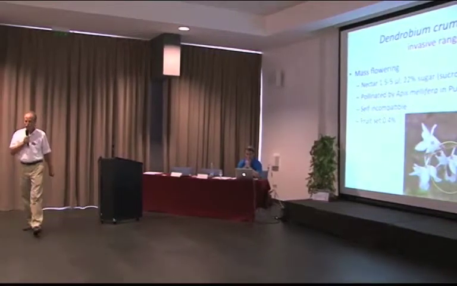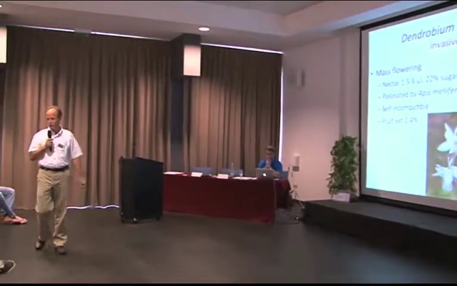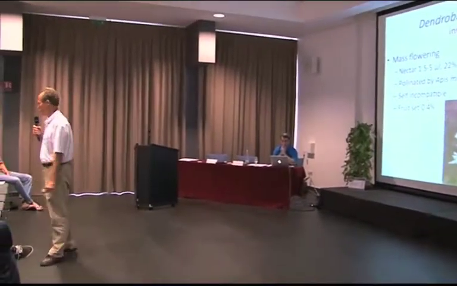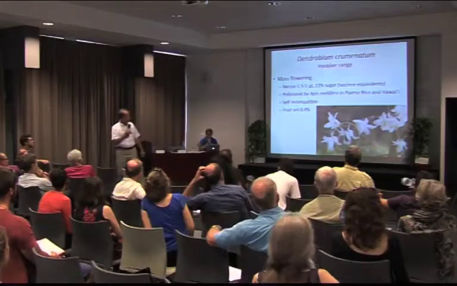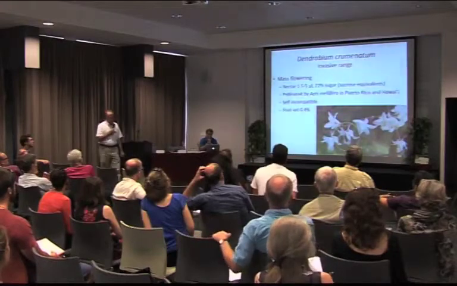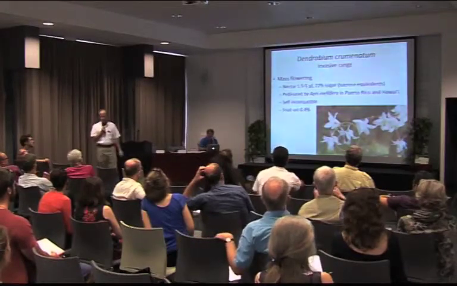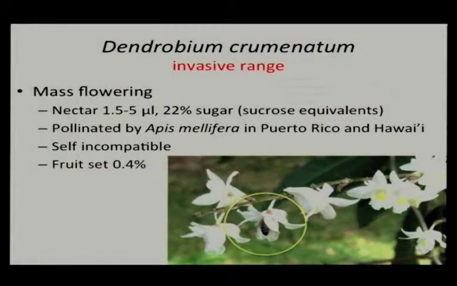Okay, in the invasive range, and what I mean by the invasive range are essentially two places that I've been playing around, Puerto Rico and Hawaii. And you know, here's some stuff that I pull out of my hat. They do produce nectar, so this is not a deceptive species. And in both of these places, in Puerto Rico and Hawaii, they are pollinated by Apis mellifera. And they have a grand old time doing that.